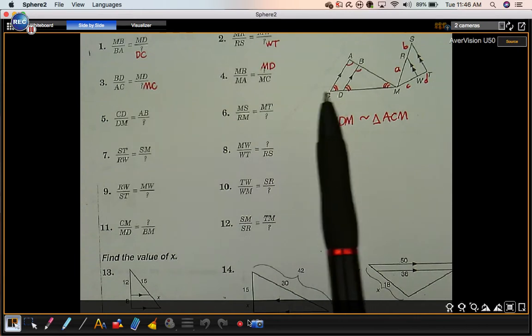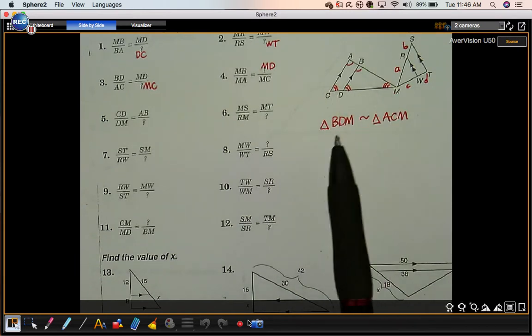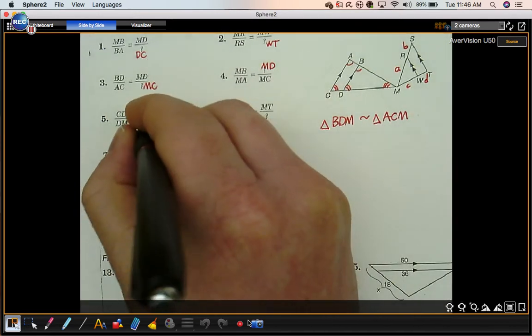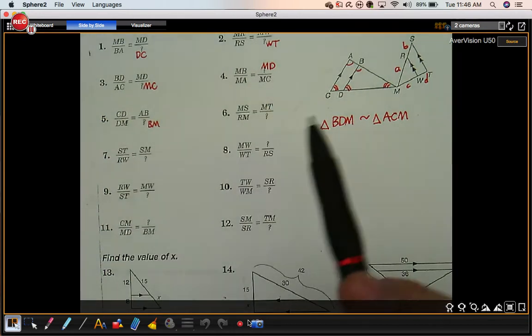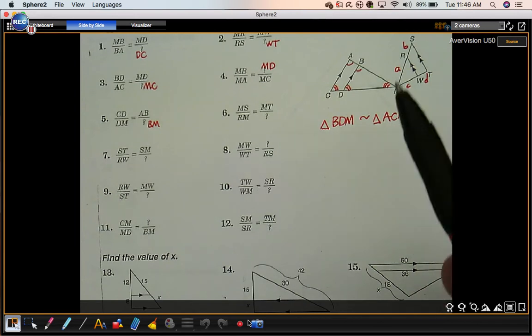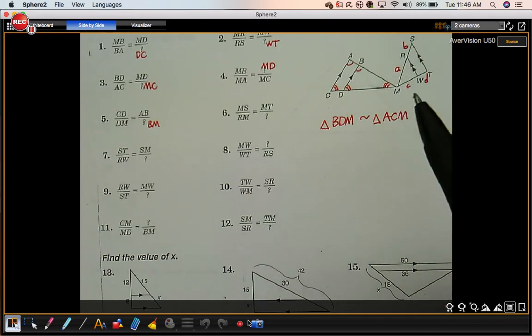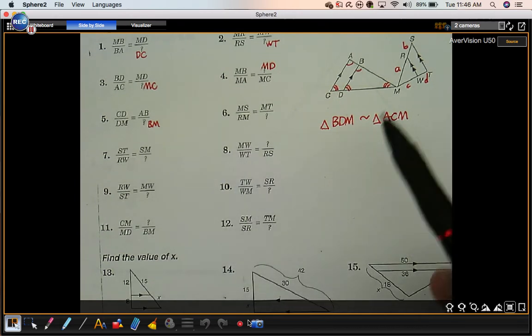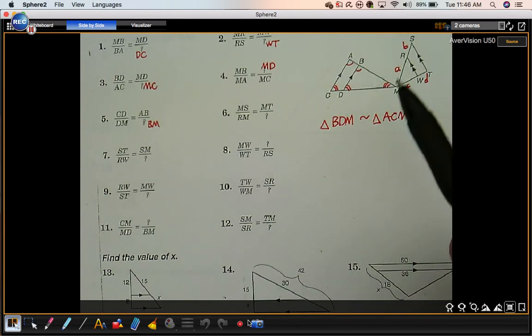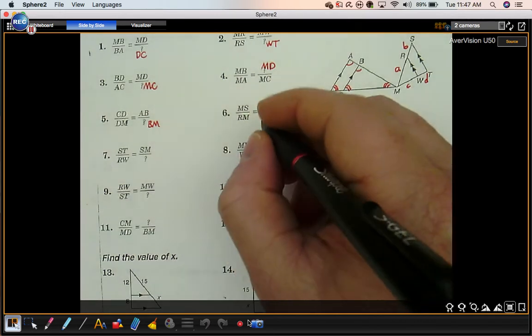Number 5, C to D over D to M is the same thing as A to B over B to M. We're just finding the parts that correspond on our pictures. So you can use the marks to help you, you can use the statement to help you. Maybe this proportion AB equals C to D helps you as well. Number 6, M to S, that's this entire side, compared with R to M, that's this entire side, equals M to T, that's an entire side, compared with this entire side, M to W.